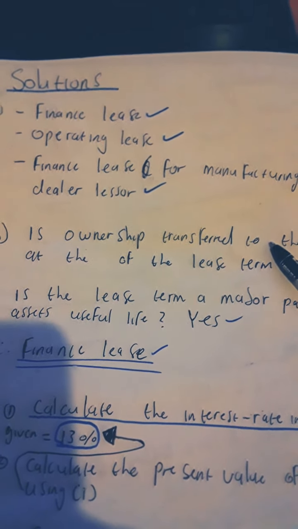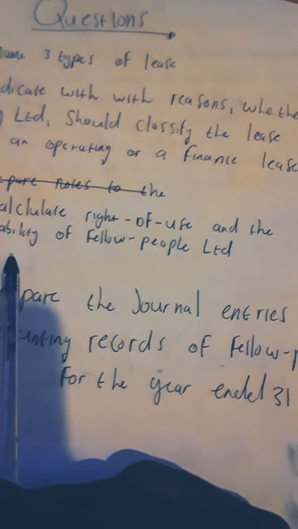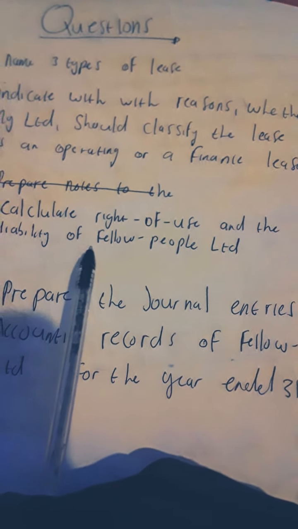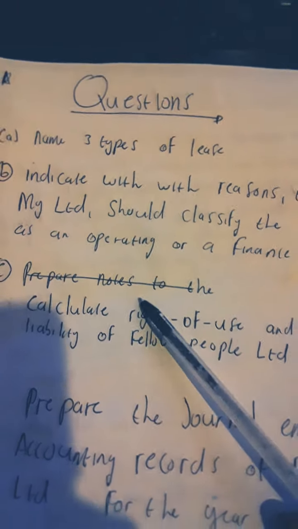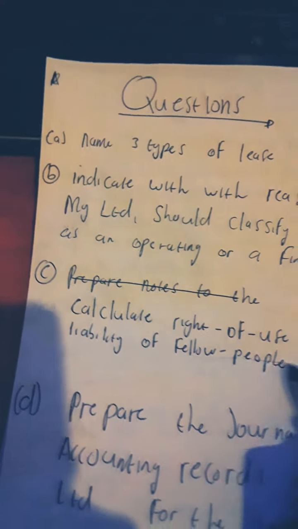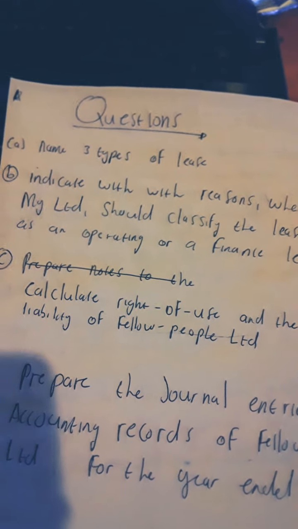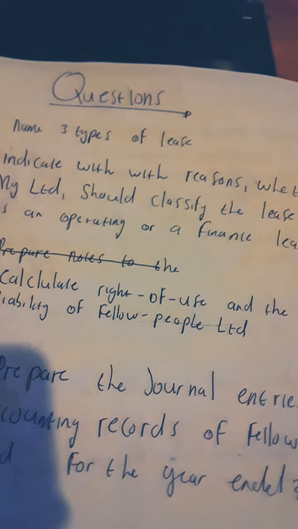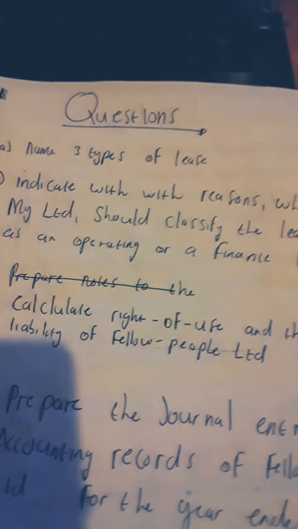Our next question says: calculate the right of use and the lease liability of Fellow People Ltd. Now, guys, this is very important. When we are calculating a right of use, we are always calculating it from the perspective of the borrower, in this case the lessee, which is Fellow People Ltd. So let's not get that confused.